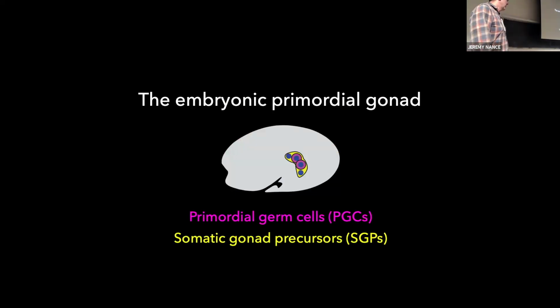So the primordial gonad has 2 primordial germ cells. So these are the cells that are born in the embryo. And in the larval stages, when they begin to divide into germline stem cells, they make sperm or egg. And then there are 2 somatic gonad precursors, one for each of these primordial germ cells. And you'll see that they function as a niche and they give instructions to these cells in the embryo.